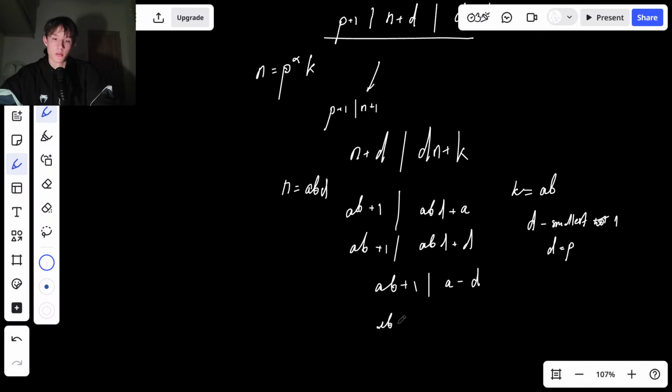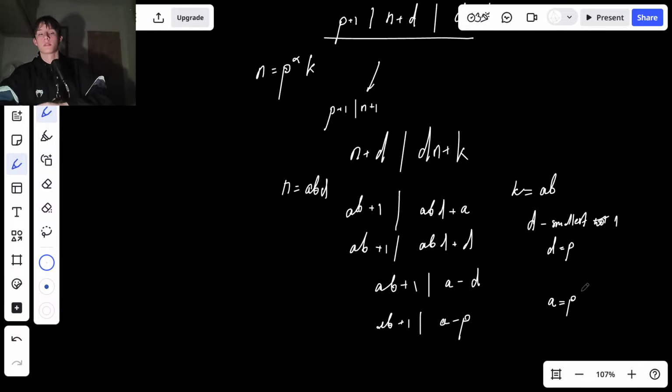I got ab plus 1 divides a minus p. Where a, for example, if it's p, so a is either p, but then that's so a is equal to p, which would mean that n is divisible by p squared, or a equals 1, which gives us b plus 1 divides p minus 1, which is impossible. Unless b is equal to 1, but then n is prime.